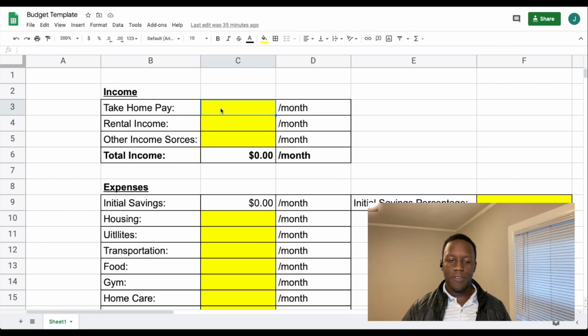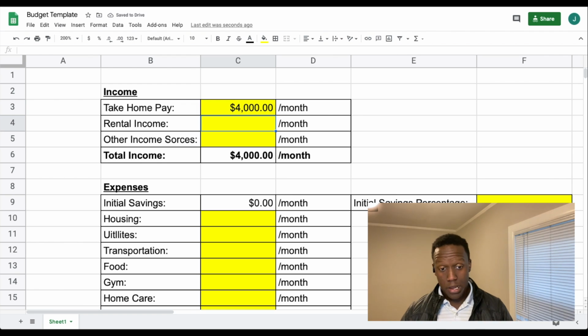So let's start by me first putting in my take-home pay. Let's say for this sample budget that my take-home pay for my job is $4,000 a month. So I'm going to put $4,000 inside this column here. And then let's say I have some rental real estate and it kicks off a little bit of cash flow, but not a lot. Let's just call that $200 a month. Let's just say, for example. And then let's just say I have no other sources of income, so we'll put a 0 here. And this budget template automatically adds up all my income to show that my total income is $4,200 a month.